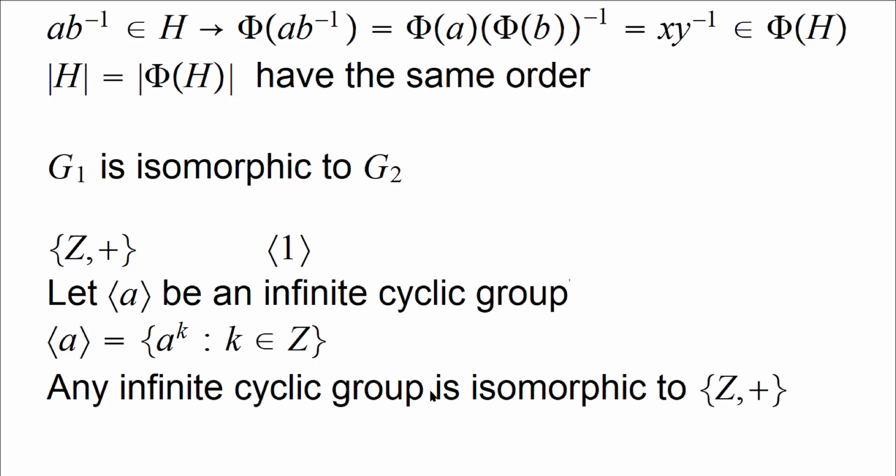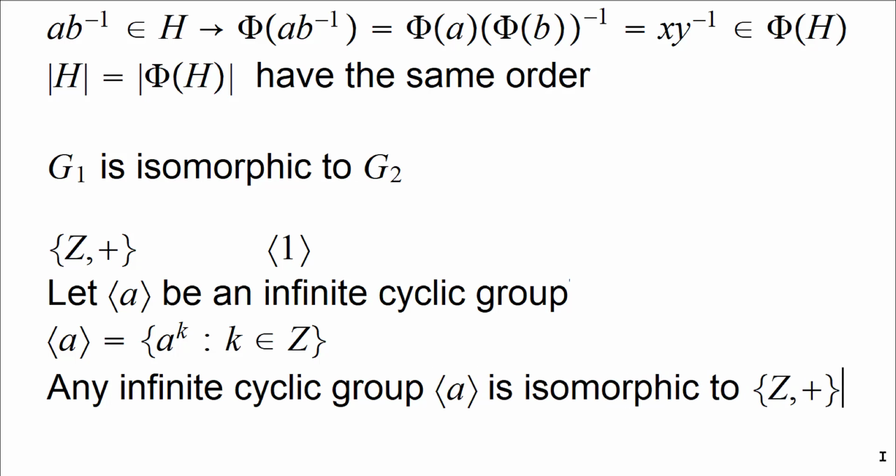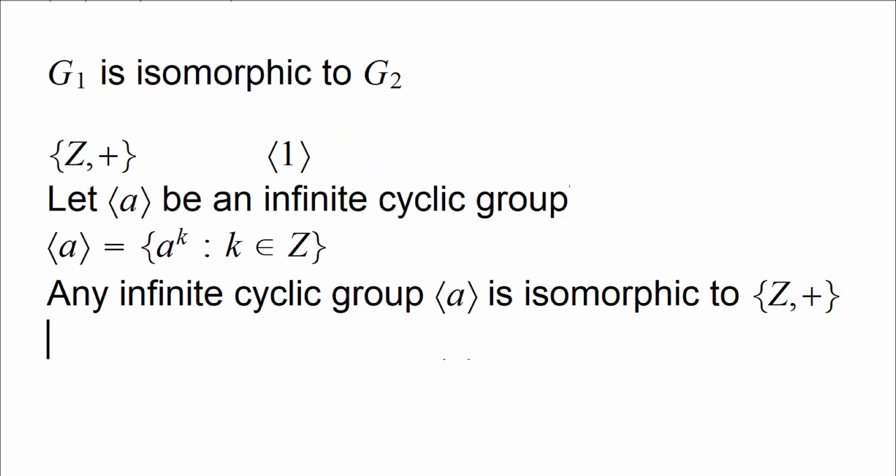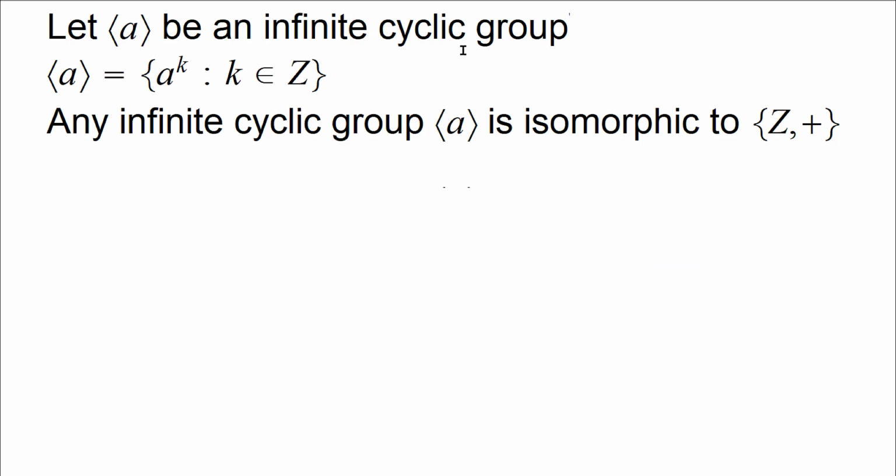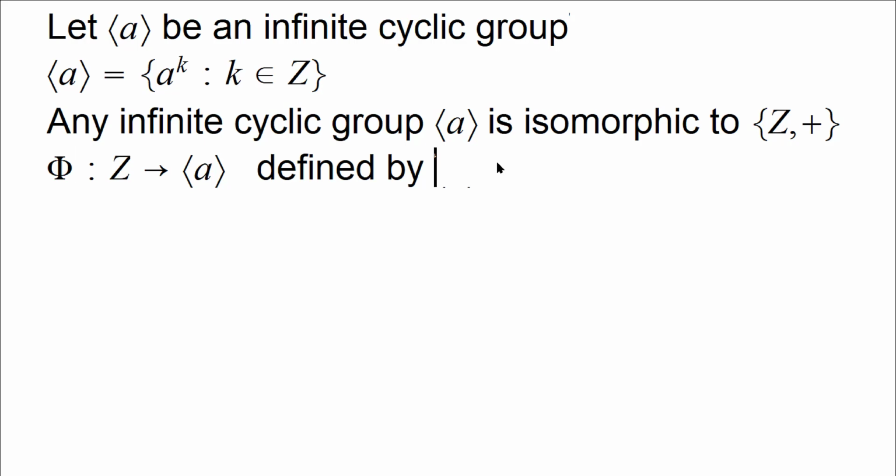I think it'll be easier to write the proof if we show the mapping from Z to that cyclic group A. So let's take our map phi from Z to A, and we shall just go with the flow, defined by phi of an integer k equals a^k.